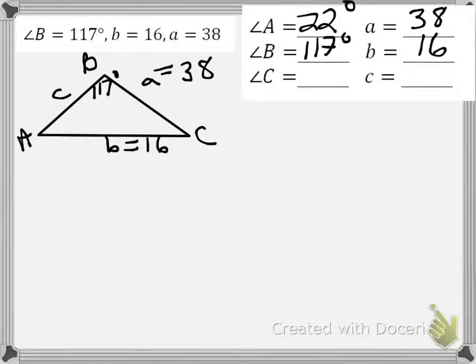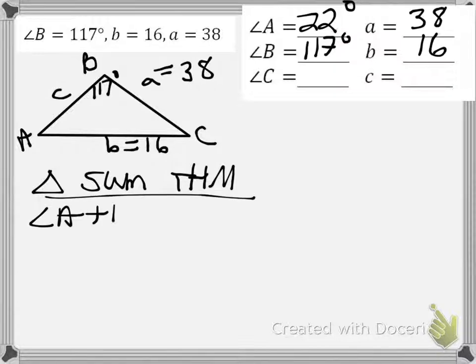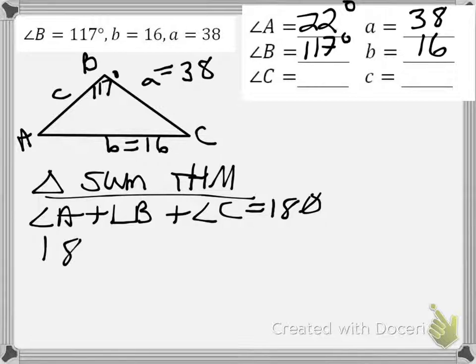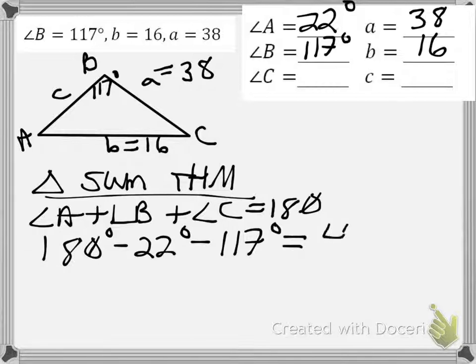Well, now that I know what angle A is and what angle B is, I can figure out what angle C is by using the triangle sum theorem. The triangle sum theorem tells me that angle A plus angle B plus angle C should equal 180 degrees. So I'm going to take the 180 degrees and subtract off the other two angles. So I'm going to subtract off 22 and subtract 117. The difference should be my missing angle, which is 41 degrees. So I'm going to plug that right there.